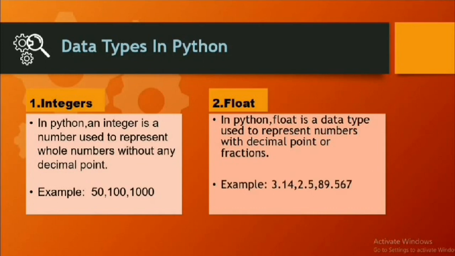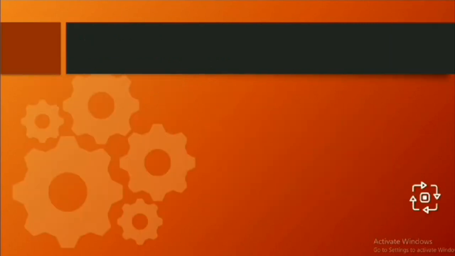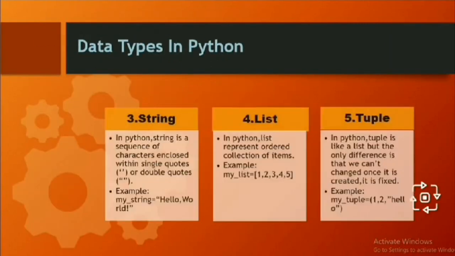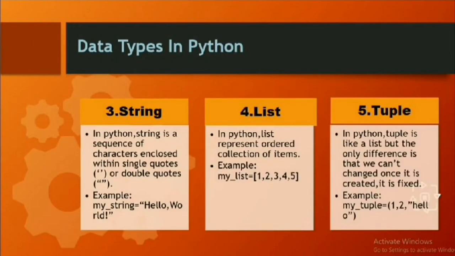The third one is the string. String is a sequence of characters enclosed within single or double inverted quotes. Here I have written an example, hello world, which is written in double inverted quotes. Next is the list. List represent ordered collection of items, and it is mutable, which means it can be changed. Example 1, 2, 3, 4, 5, which is written in square brackets.